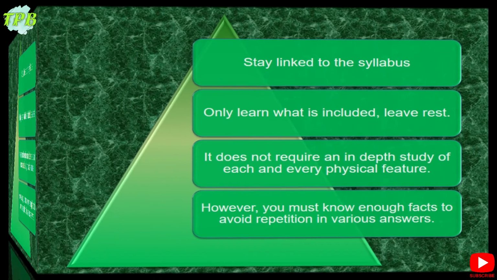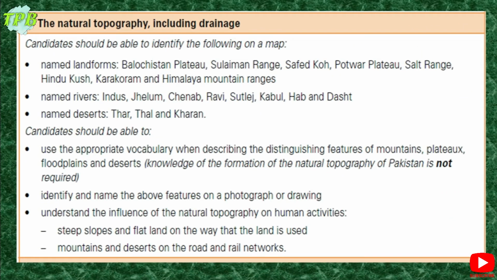Let's have a look at the syllabus. The natural topography, including drainage: the candidates should be able to identify the following on the map. So map study is the backbone of this unit. Not only will it help you in chapter 1, but it will also help you in the rest of the syllabus as well. The named landforms such as Balochistan Plateau, Suleiman Range, Safed Koh, Potwar Plateau, Salt Range, Hindu Kush, Karakoram and Himalaya mountain ranges need to be identified on the map.